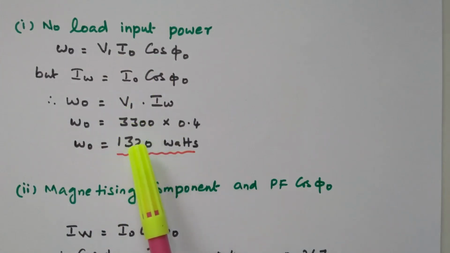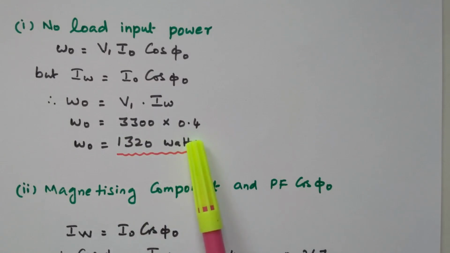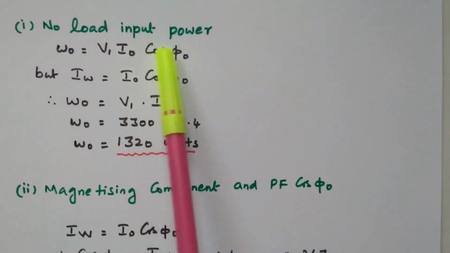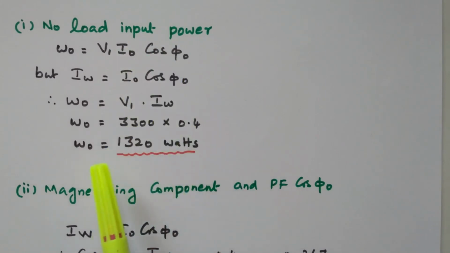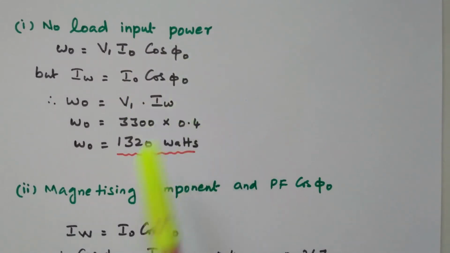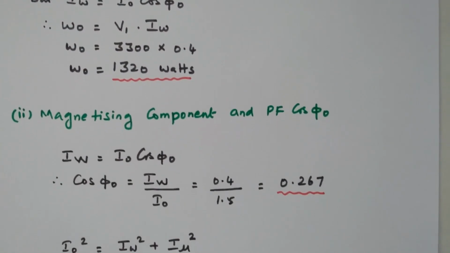V1 is 3300 and the iron loss component is 0.4. By multiplying these we get 1320 watts. So this is the formula; I naught cos phi naught is replaced by IW because the working component current is given and phi naught is not given. Now we have the no load input power of 1320 watts. Now we'll go to the magnetizing component.